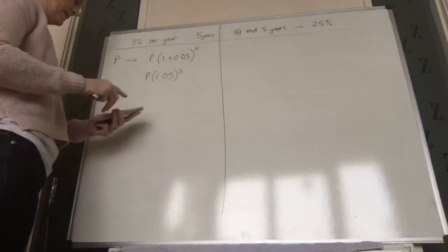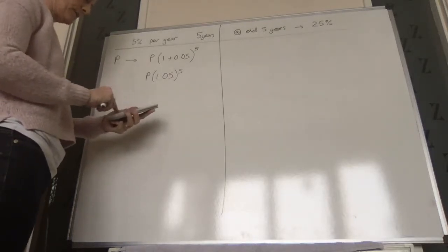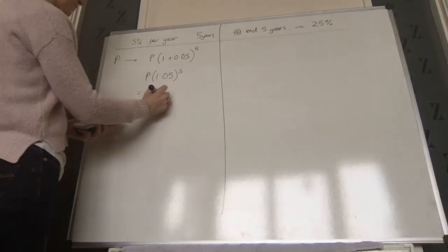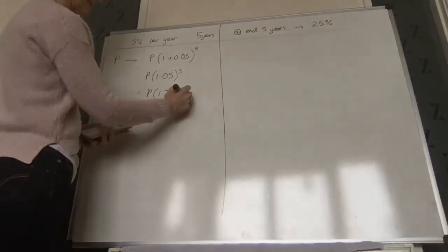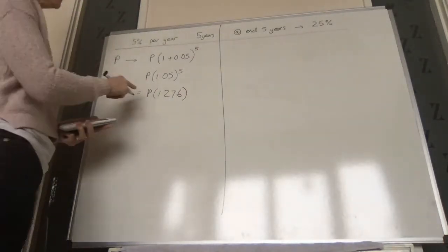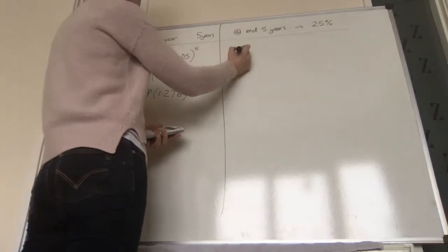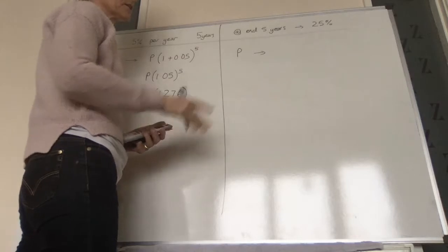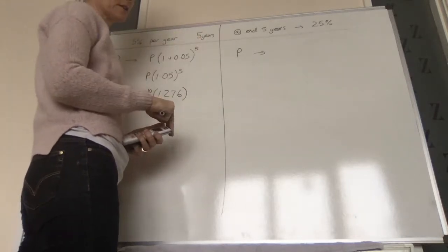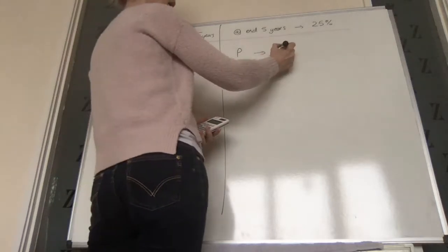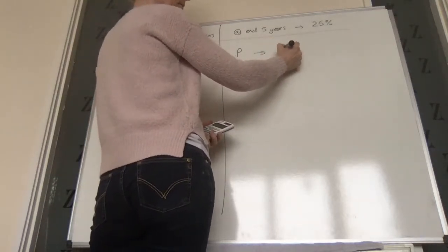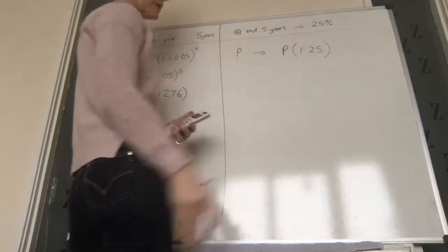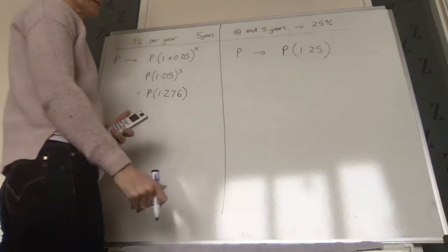Quick calculation, 1.05 to the power of 5 is equal to P times 1.276. All right, now let's look at the other bank. In the other bank, you put in P. They're just telling you that after 5 years, you get 25%. So in other words, we're going to add 25% on after 5 years. So to add 25% onto a number, that means you multiply the number by 1.25, or 1 plus 25 percent as a decimal.